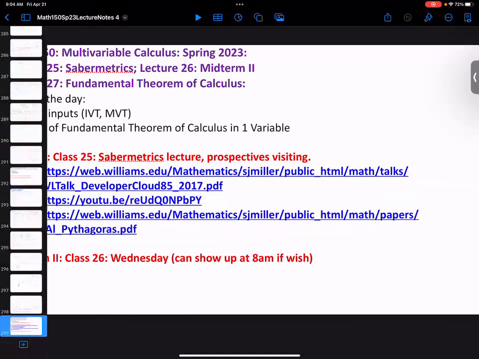Okay, so we're going to need a couple of key lemmas. So the first is the intermediate value theorem.